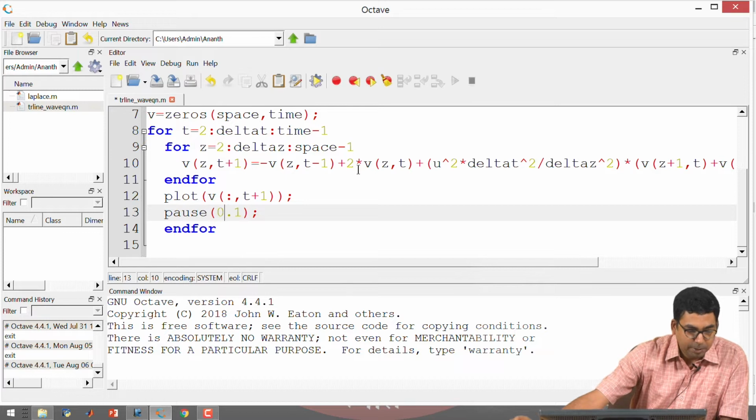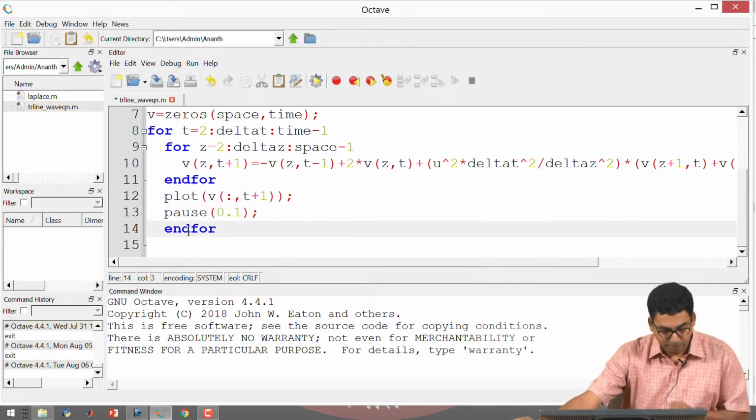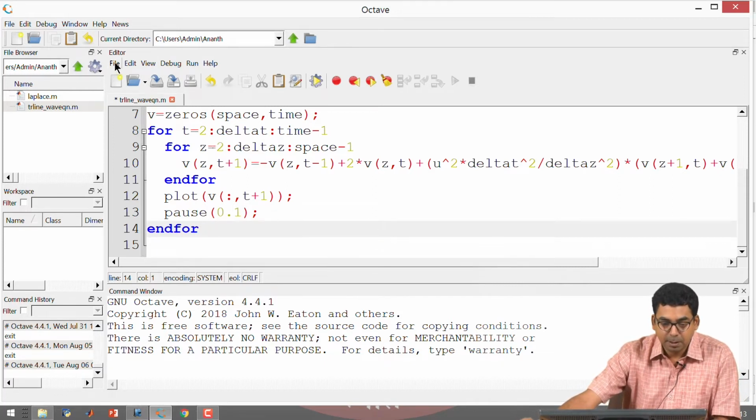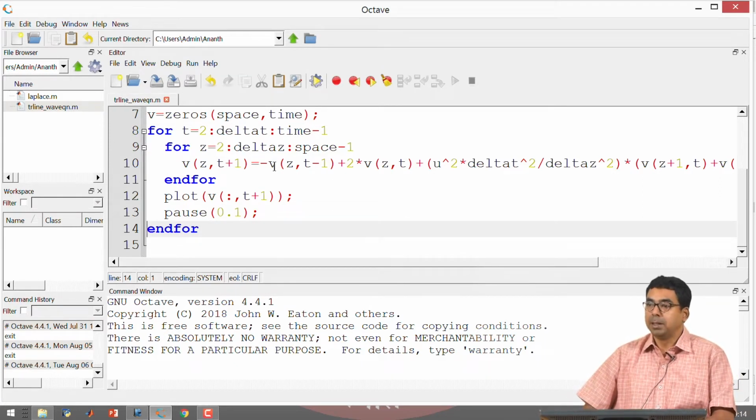Okay. Now, everything is ready except that there are some small details that we will have to fix. In the case of the Laplace equation solver, we did see that we had set up some conditions. For example, the top plate is at 10 volts, the remaining plates were at 0 volts, etc.